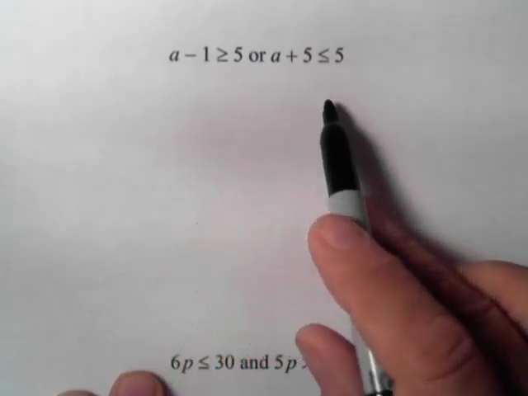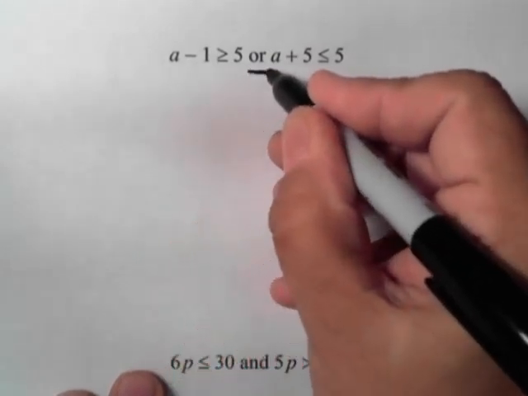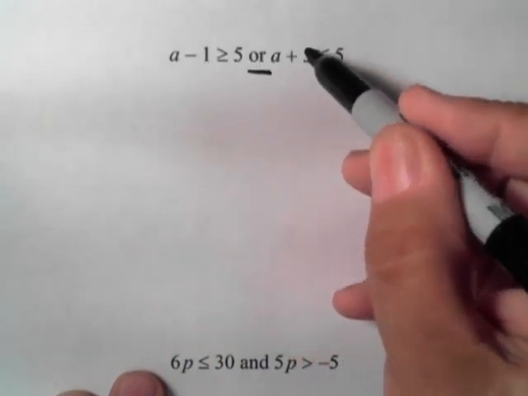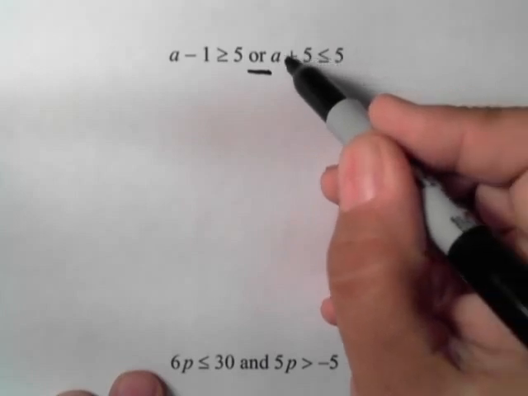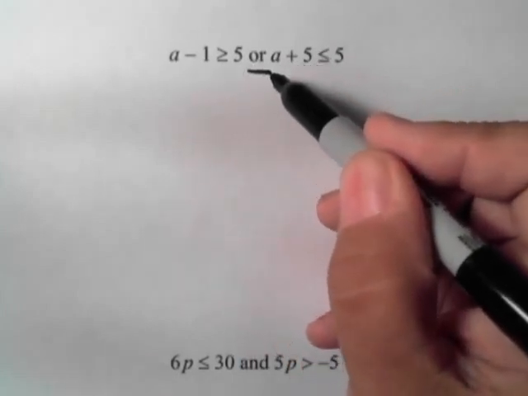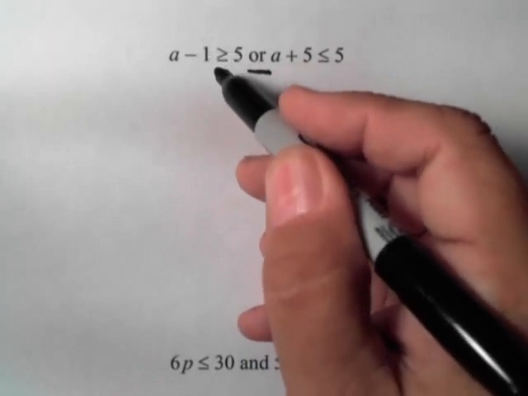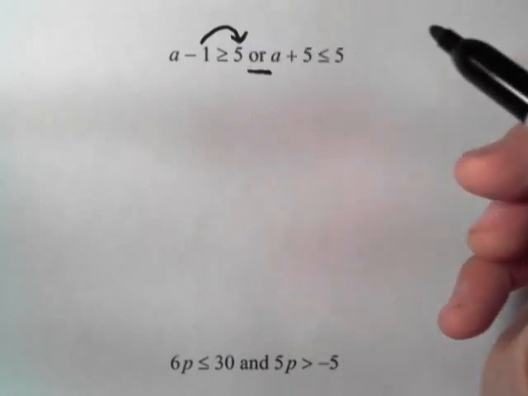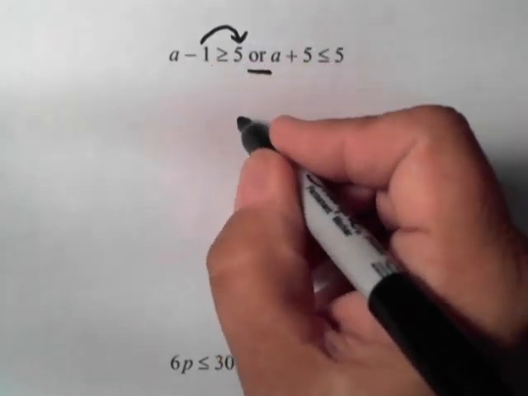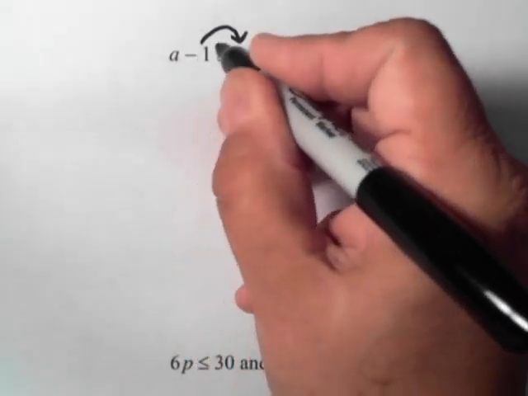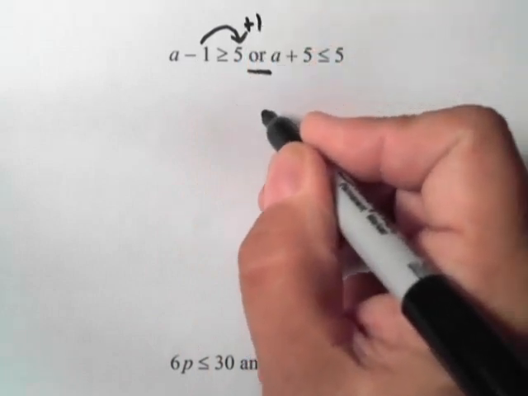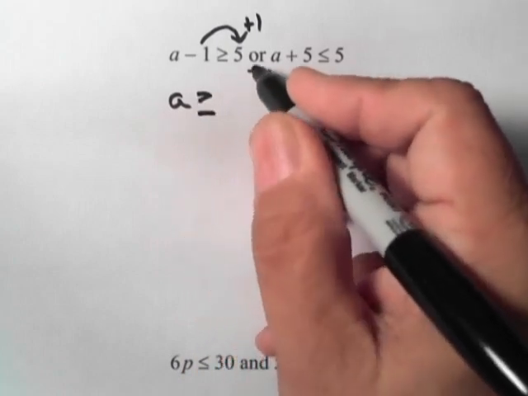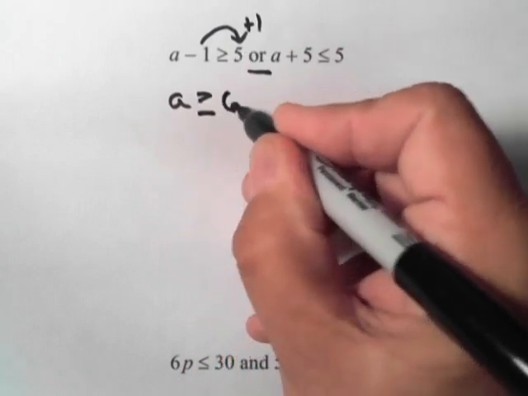Here's our first example, and it happens to be an or, which means that the answer can be this first one or this second one. If A solves either one, it's part of the solution. The first thing you need to do is clean these up and get them into proper form here. So this minus 1 is going to go over as plus 1. So I have A greater than or equal to 5 plus 1, which is 6.